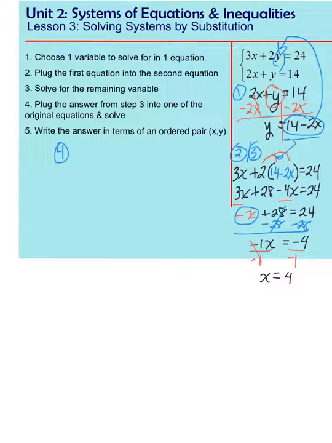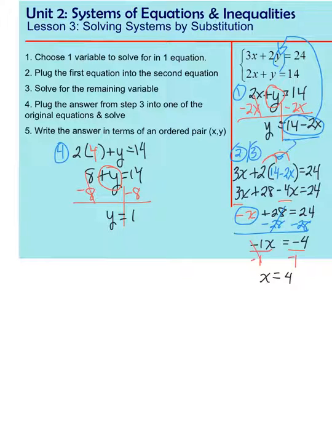So here we go. I'm going to take 2, and instead of the x, I'm going to replace it with the 4, and then plus y equals 14. So again, what did I just do? I took this 4 and plugged it into the x value in this equation. I replaced x with 4. And here we go, do the math. 2 times 4 is 8, plus y equals 14. Solve for y, subtract 8, and then your y is equal to 6.